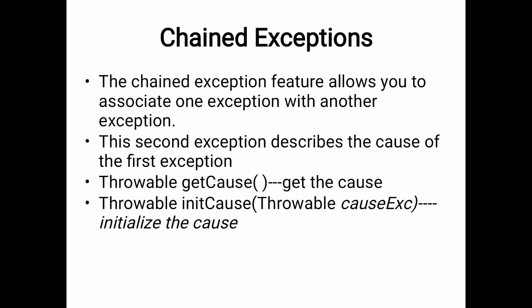So here two methods are used. One is Throwable getCause, which returns the cause of the exception. That indicates that one exception occurred because of another exception, and that second exception is the cause. And another method is initCause. That indicates that you can initialize the cause.